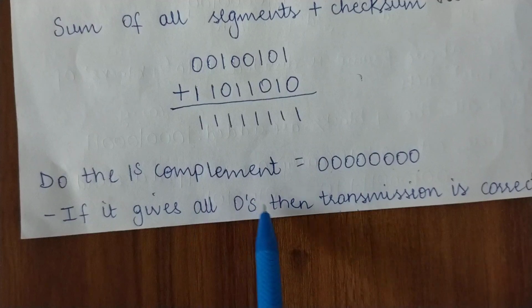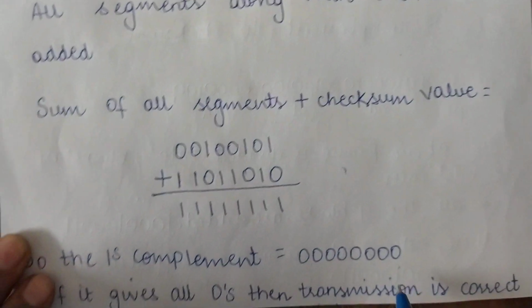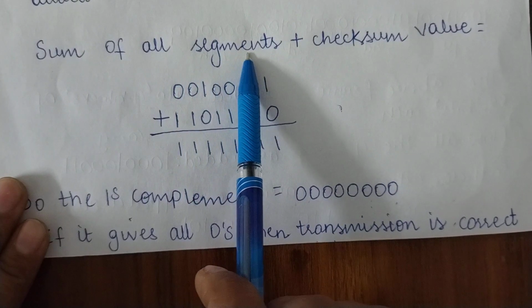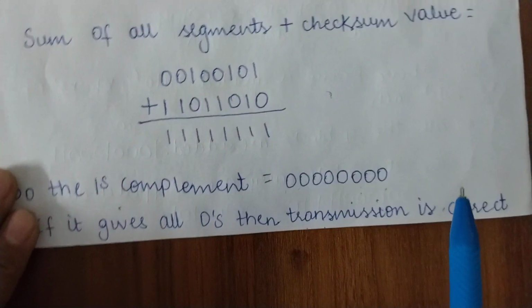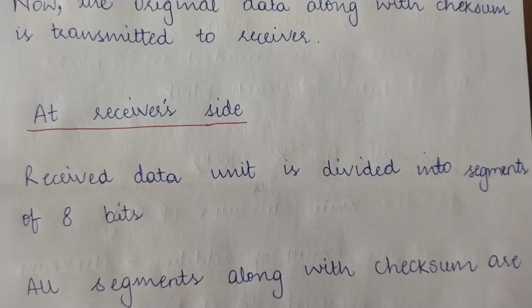So if it gives me all zeros, then the receiver gets to know that the transmission is correct. So if there are all zeros in the ones complement of the result of the sum of all segments and the checksum value, then the transmission is correct, else it is incorrect. So this is how you can detect the presence or absence of errors in the data transmitted by the sender at the receiver side using the checksum method.